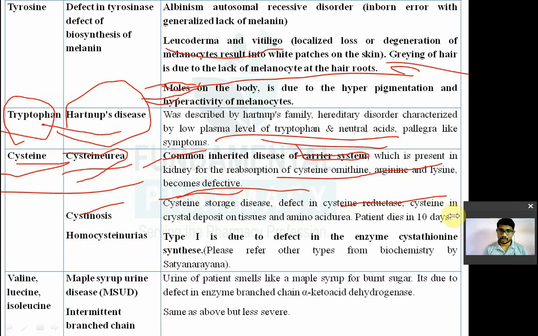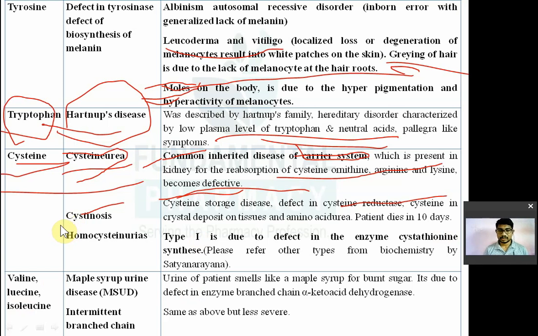Next disease, the next metabolic disorder of cysteine, is homocystinuria. It is known as type first. Homocystinuria is due to defect in the enzyme cystathionine synthetase.